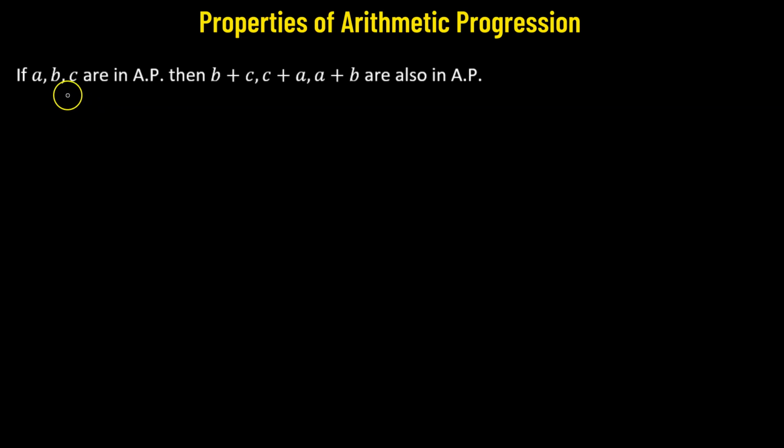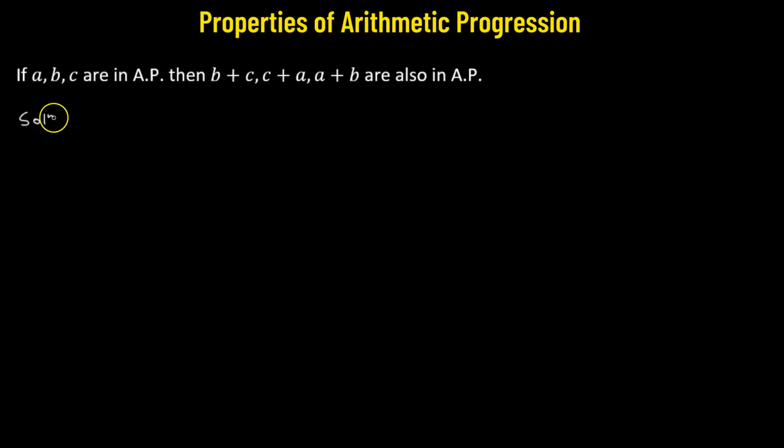So here in this problem, we have three numbers a, b, c. These three numbers are in arithmetic progression. Then we need to show that b plus c, c plus a, followed by a plus b, these three numbers are also in arithmetic progression.